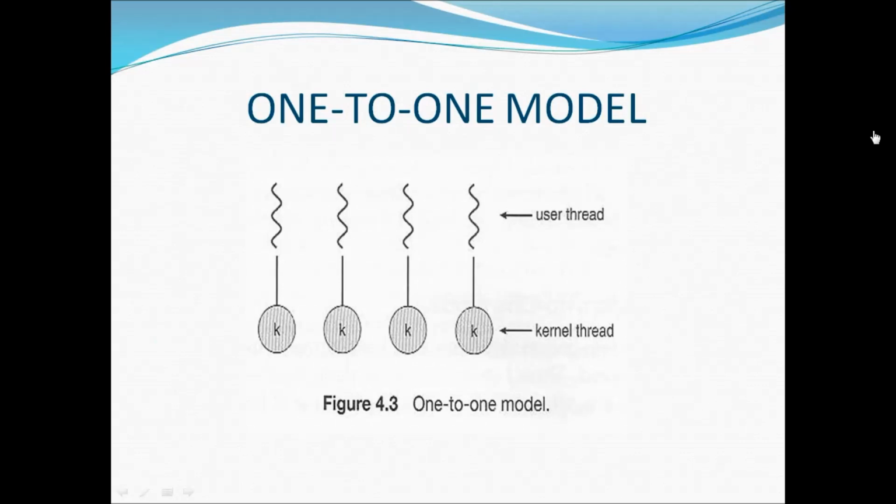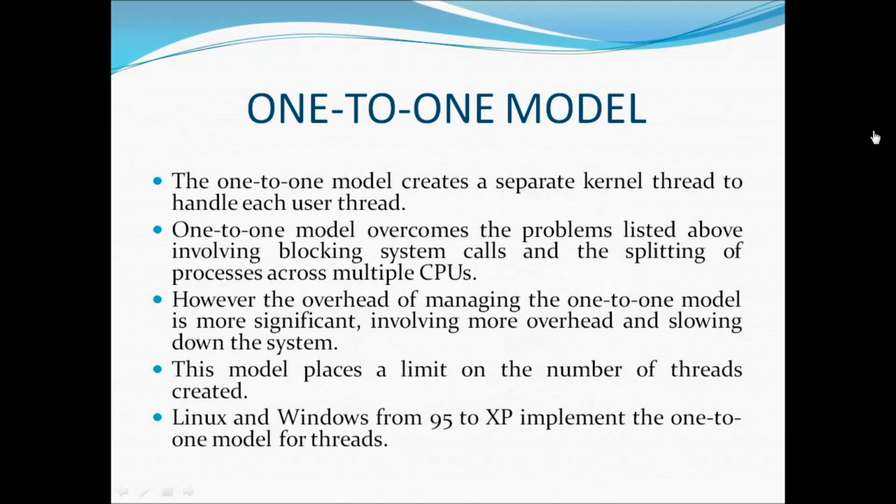Next. The one-to-one model. One-to-one model means for one user thread, there will be one kernel thread. For each user thread, there will be a kernel thread. Understood, guys? The one-to-one model creates a separate kernel thread to handle each user thread. For example, MS Word. Here, for each thread, you can use one kernel thread. It is possible. MS Word can be implemented here in the one-to-one model, because for each user thread there will be a separate kernel thread.